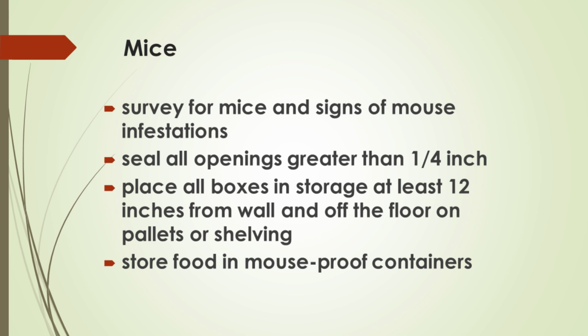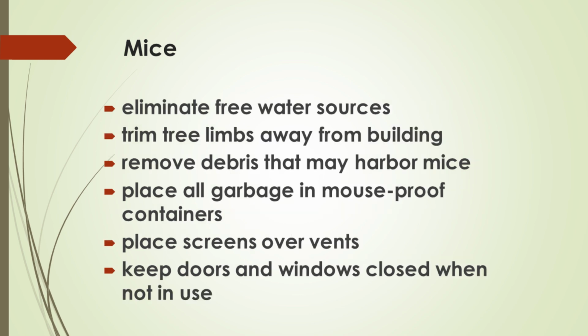Seal all openings greater than 1/4 inch. Place all boxes in storage at least 12 inches from wall and off the floor on pallets or shelving. Store food in mouse-proof containers. Mice. Eliminate free water sources. Trim tree limbs away from building. Remove debris that may harbor mice. Place all garbage in mouse-proof containers.